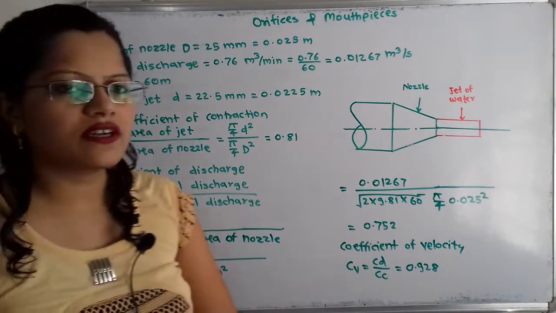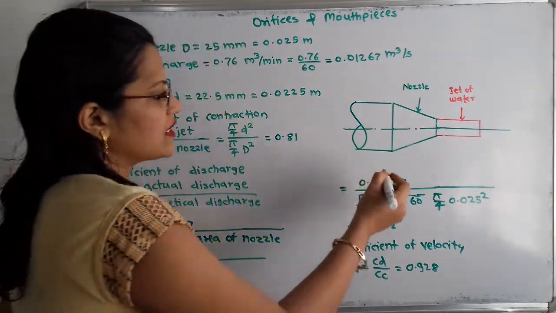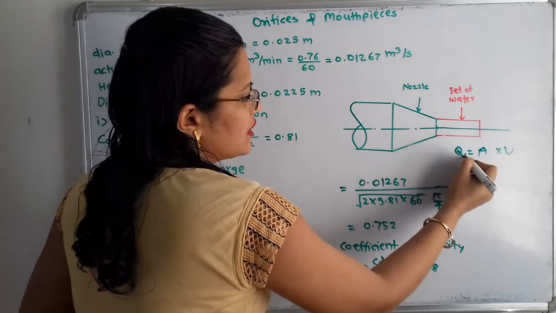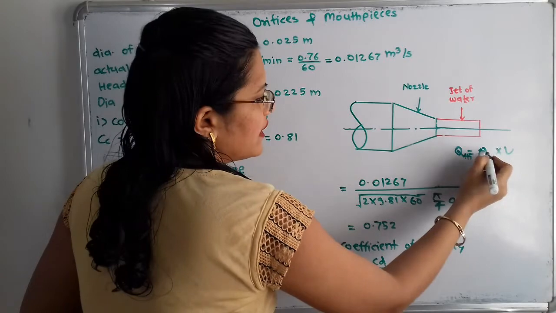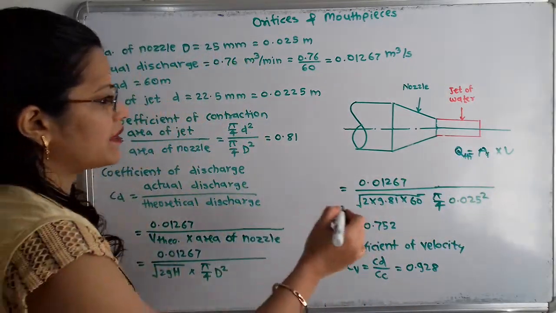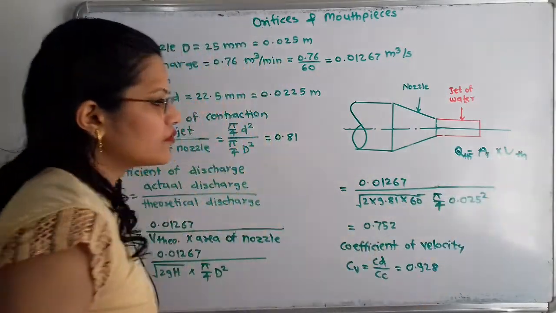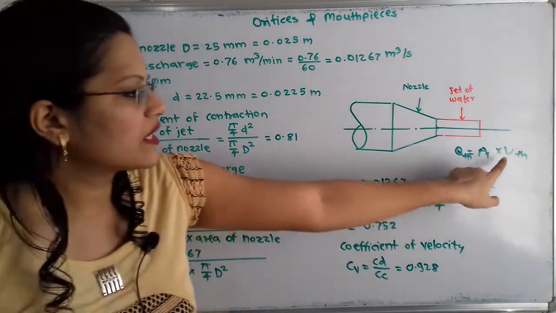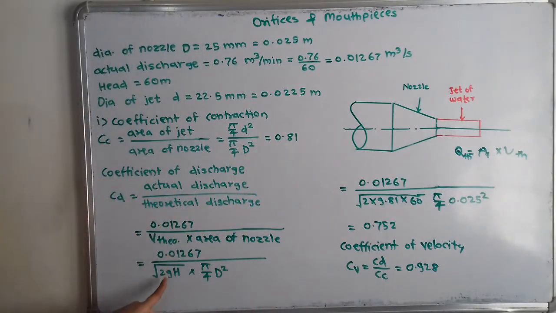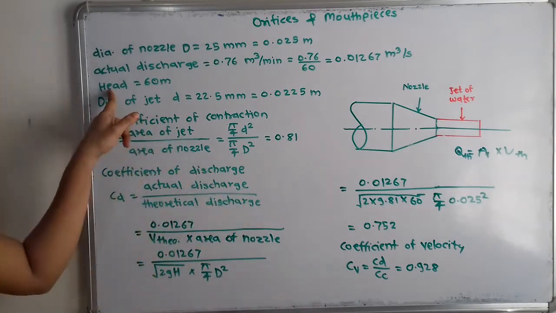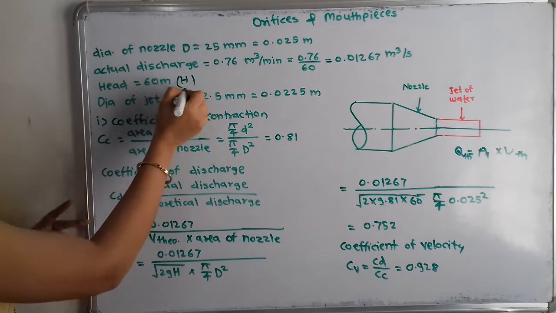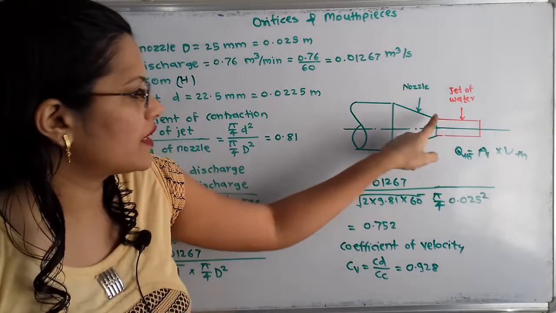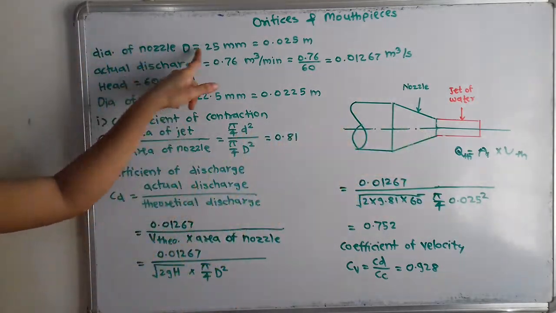Then what is the theoretical discharge? We know that Q is equal to A into V. So for the theoretical discharge, Q theoretical is equal to the area of the nozzle multiplied by V theoretical. So we have to take the theoretical velocity. How to calculate it? The theoretical velocity is given by under root of 2gh, where h is the head, which we will refer to as capital H. So under root of 2gH multiplied by the area of the nozzle, that is pi by 4 capital D square.